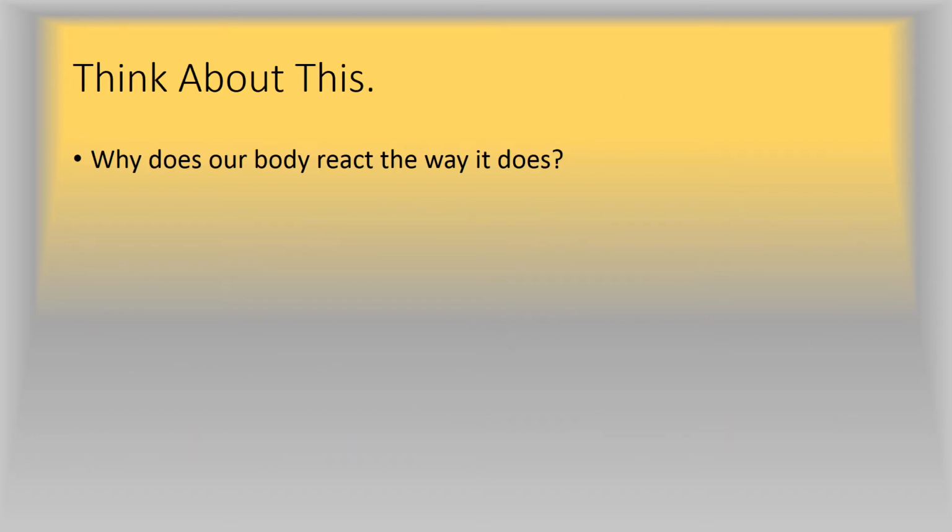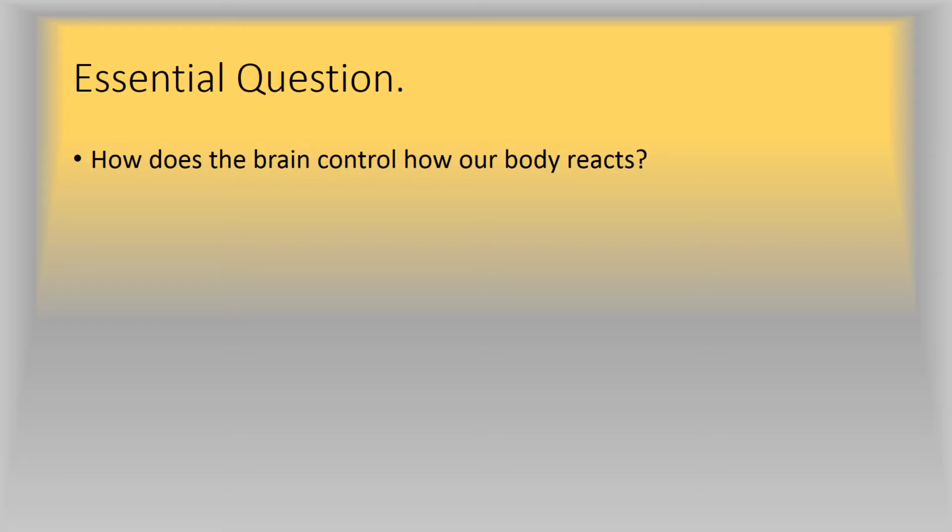Just take a quick second to think about this: why does our body react the way it does to certain things? When we're cold, hot, scared, or sad, why does our body react certain ways? We're going to look at how and why that happens in this unit. So how does the brain control how our body reacts? That's our essential question.